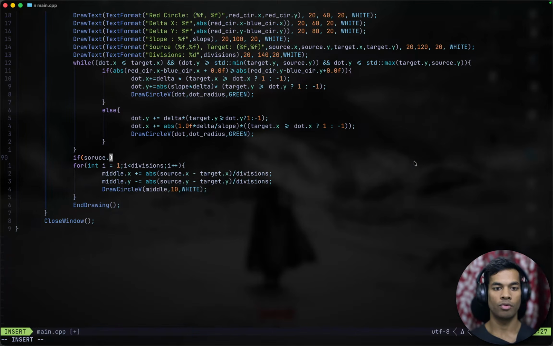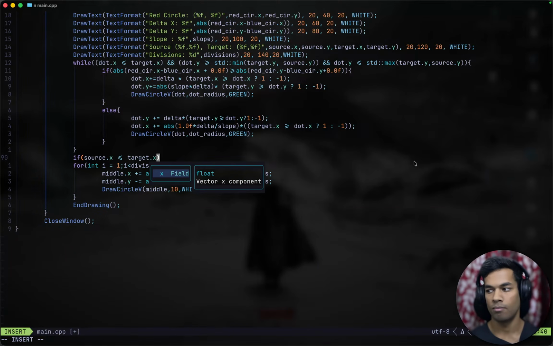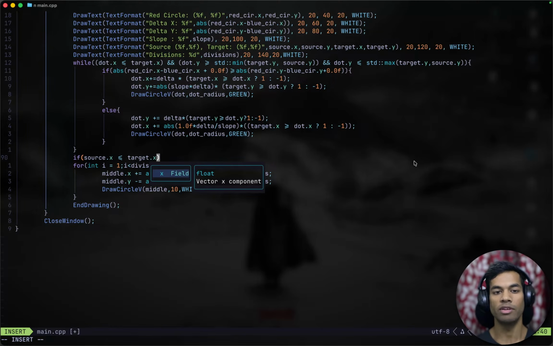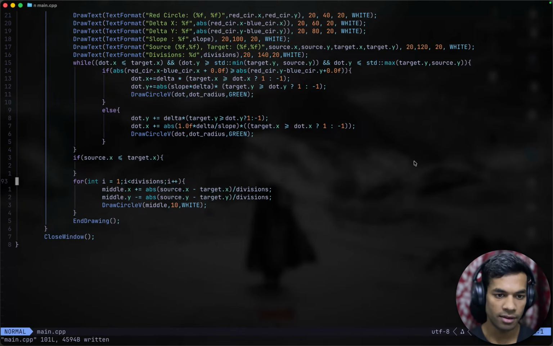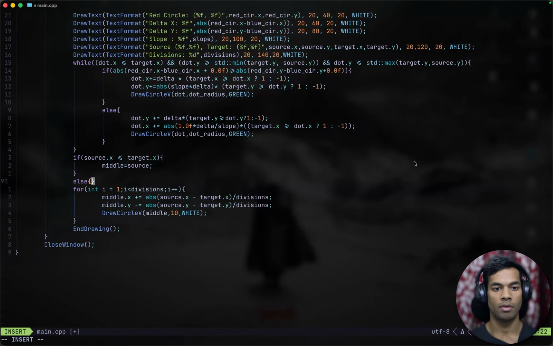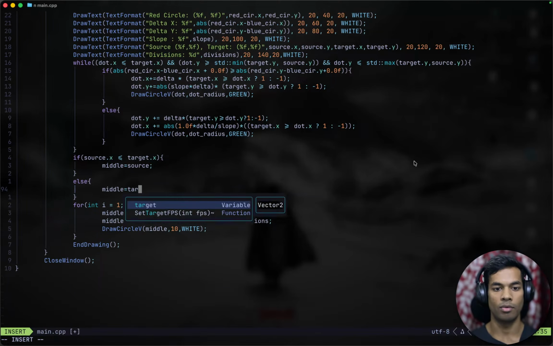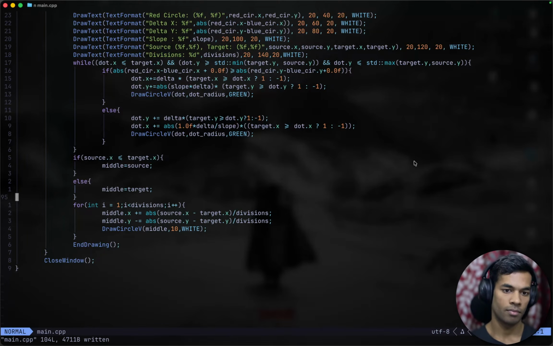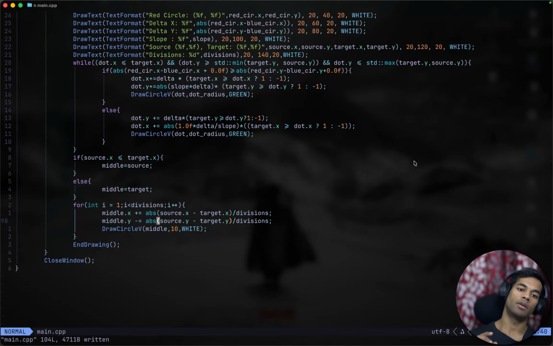If source dot x is smaller than or equal to target dot x. Do we have to do the same logic that we did for the dots there? Wait. Target dot x, then middle equals source, else middle equals target. And yeah, so x we always have to increase, but for y we will have to see.